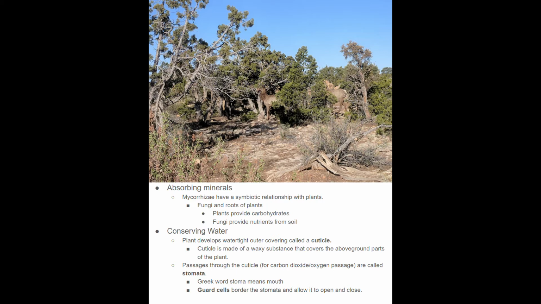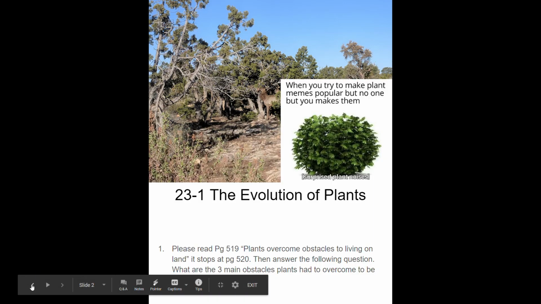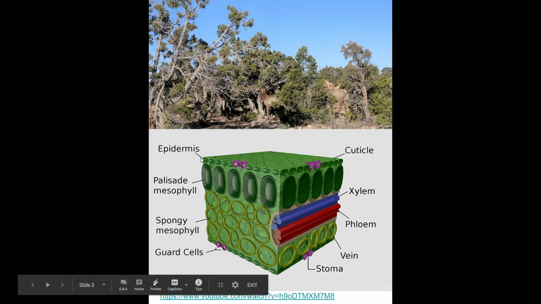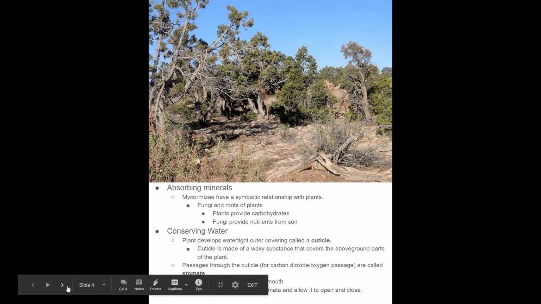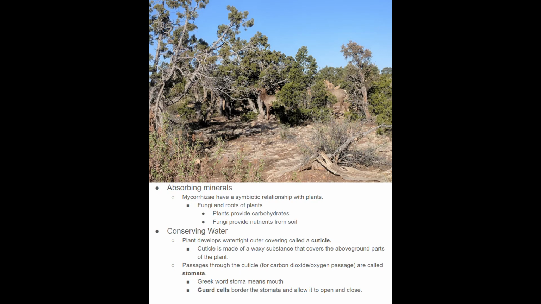Now the cuticle is kind of on the outside of the epidermis, if you recall from this slide here. So this is our epidermis, right? Epidermis essentially meaning skin, right? The cuticle's on top of that. It's just like a waxy coating. Whew, too far. So cuticle is made of this waxy substance that covers the above ground parts of the plant. So the parts of the plant that can't just constantly be sucking in water like the roots.